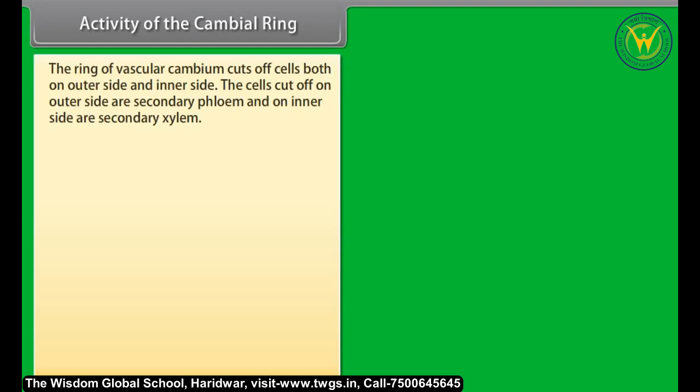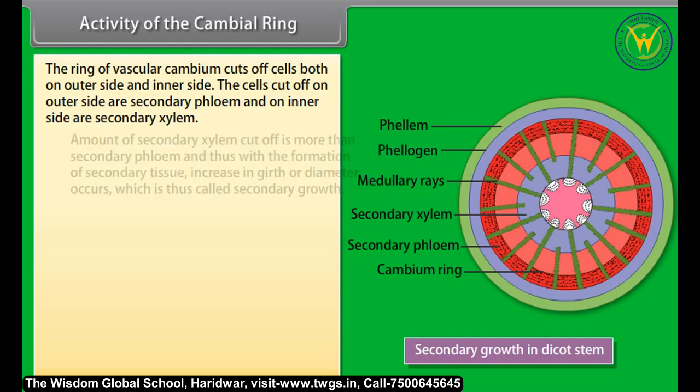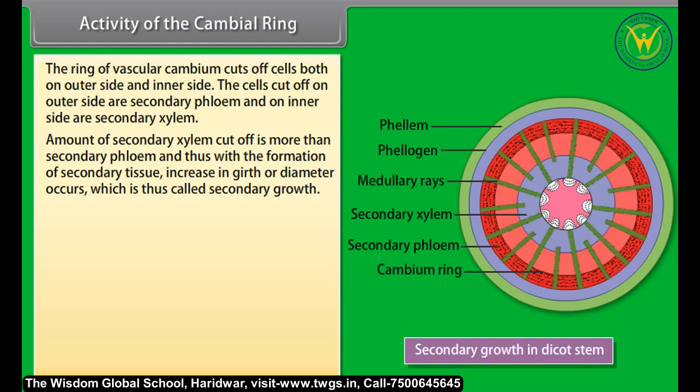Activity of the cambial ring. The ring of vascular cambium cuts off cells both on the outer side and inner side. The cells cut off on the outer side are secondary phloem and on the inner side are secondary xylem. The amount of secondary xylem cut off is more than secondary phloem, and thus with the formation of secondary tissue, an increase in girth or diameter occurs, which is thus called secondary growth.